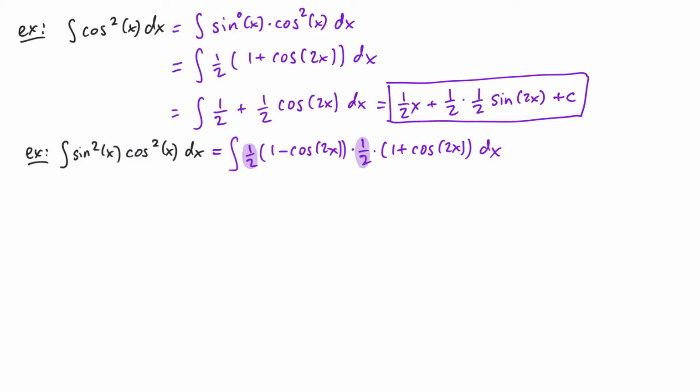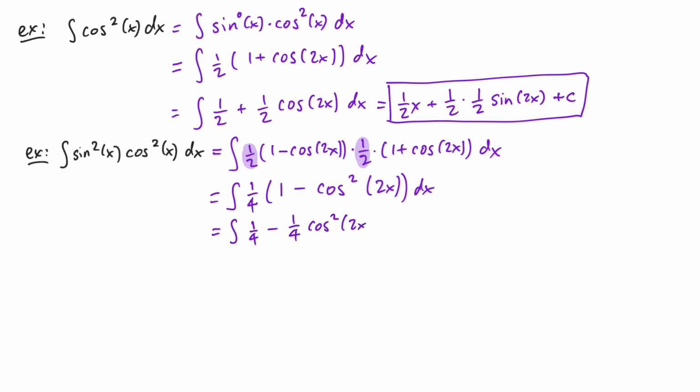Combining the 1/2 factors that we have here, we get the integral of 1/4. Then multiplying out 1 minus cosine 2x times 1 plus cosine 2x, this gives us 1 minus cosine squared of 2x dx. Now when we distribute, we have the integral of 1/4 minus 1/4 cosine squared of 2x dx. Now looking at this integral, we still have this term where we have cosine of an even power. So what we're going to do is use the trig identity again. That way we can reduce that power from a square down to a 1st power.